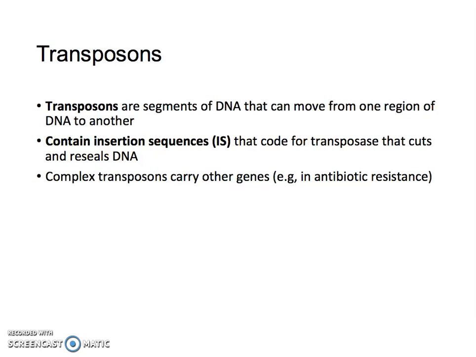Transposons are segments of DNA that can move from one region to another. Now, in bacteria, it's not so much of a problem, but if we have transposons in eukaryotic cells, they can be put in the wrong place and cause cancer. They contain what we call insertion sequences that code for transposases that cut and reseal the DNA. Complex transposons carry other genes, such as antibiotic resistance.